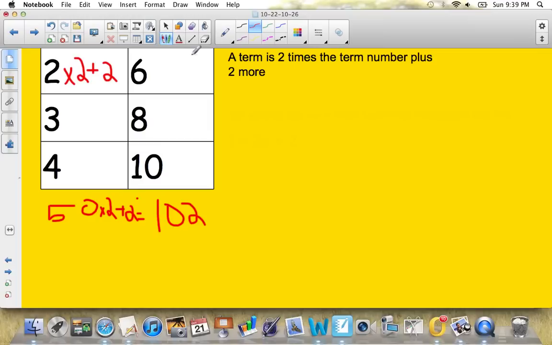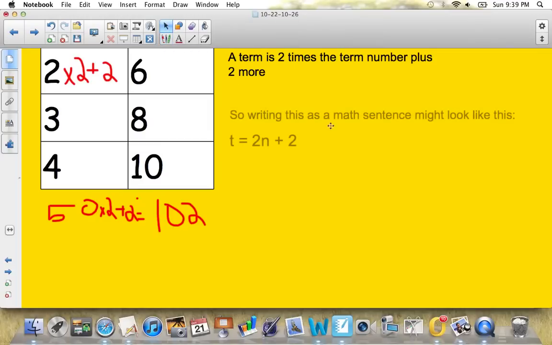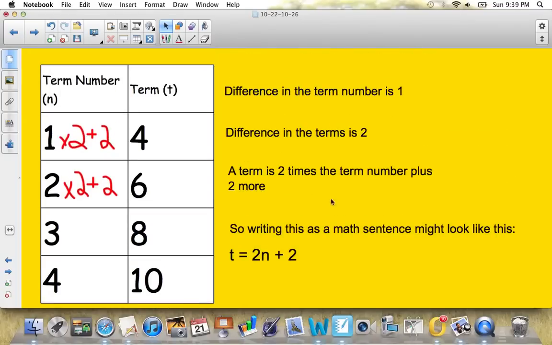102. So in other words, if I were to ask you what's the 1000th term, you should be able to solve this. If I were to write it in a math sentence, it should look something like this. The term is equal to 2 times the term number plus 2. And this is a fairly simple pattern to express.